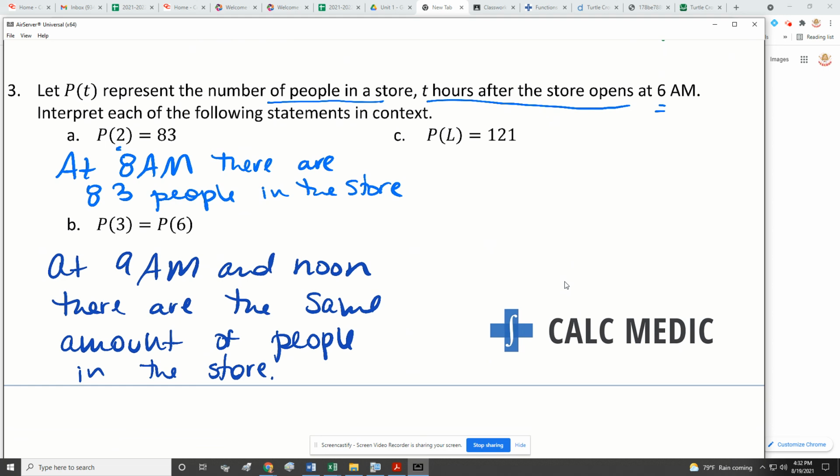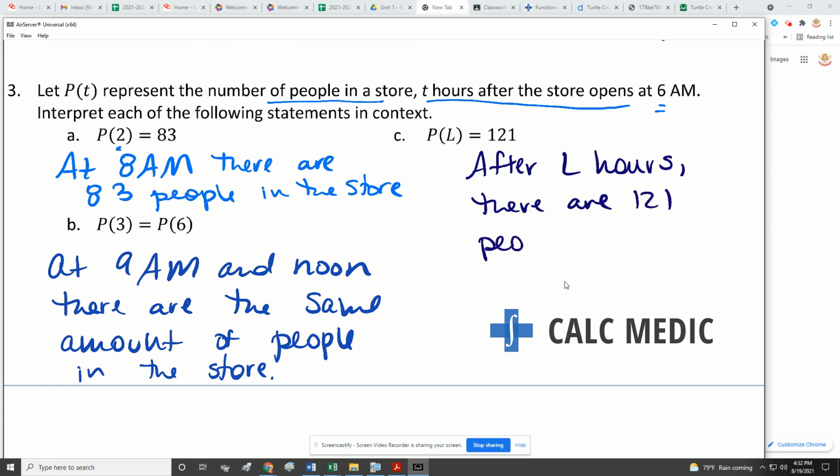All right, and then the last one, P of L, is 121. So L can't give us an exact time, so we just kind of have to leave it kind of generic. So you would say after L hours, there are 121 people in the store.